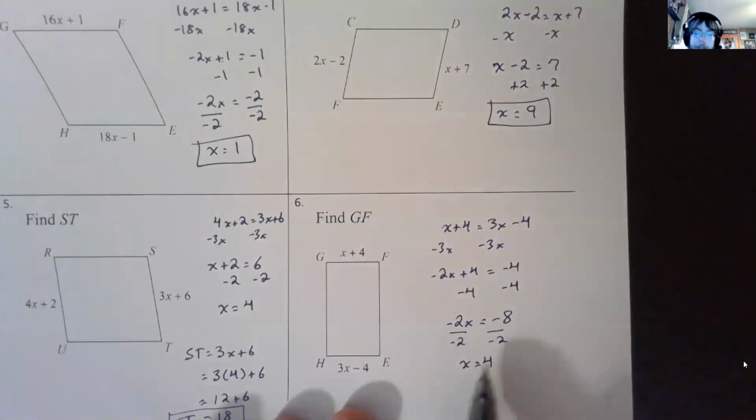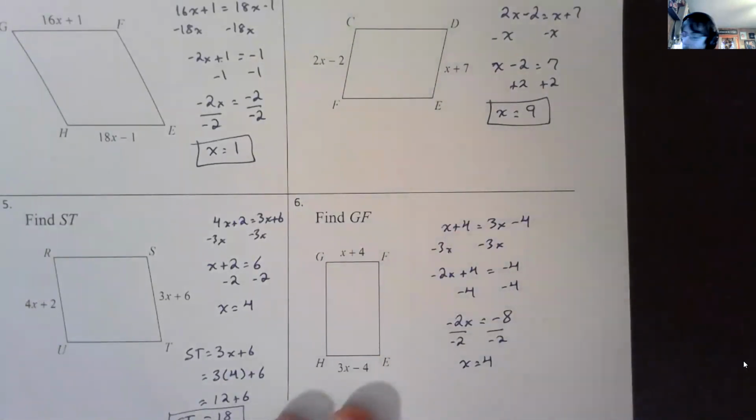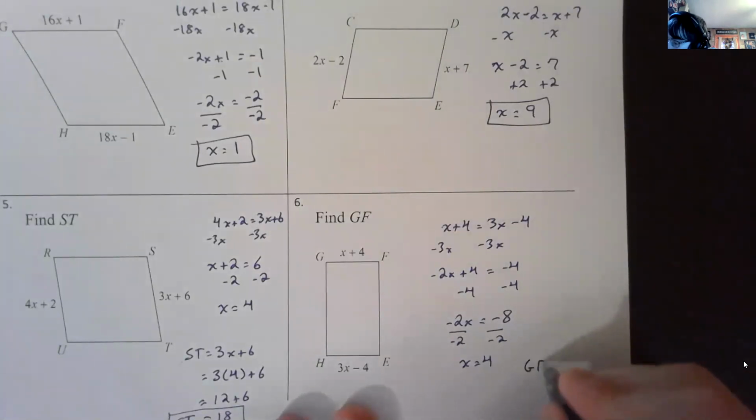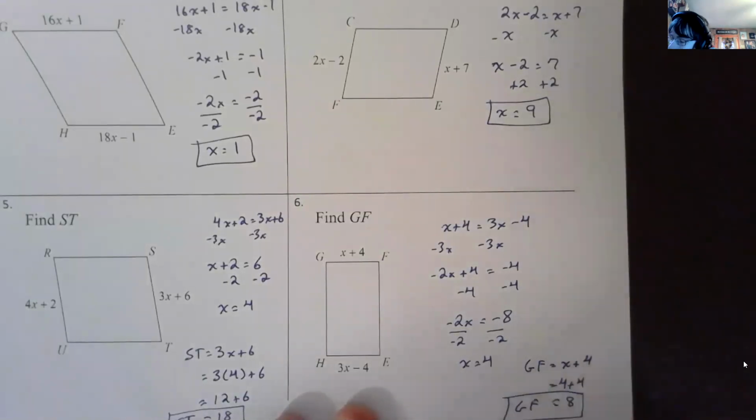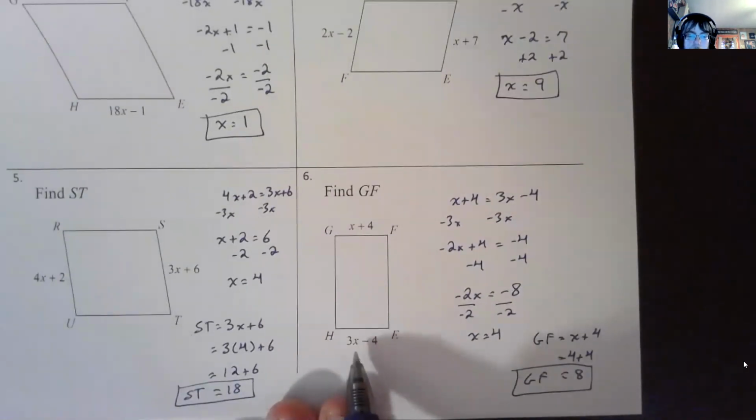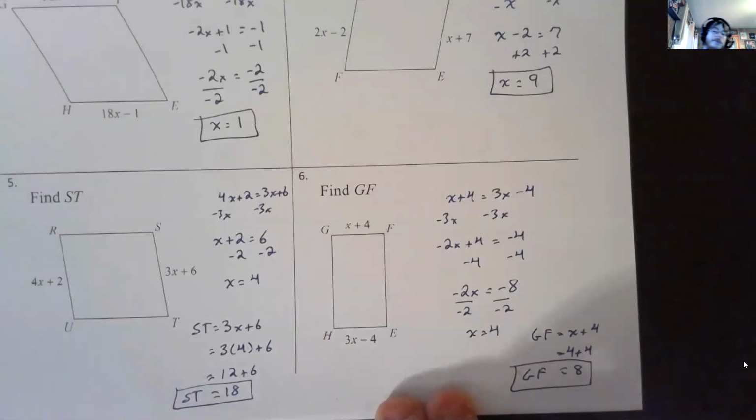Now we plug in 4 into GF. So GF is x plus 4. So that would be 4 plus 4, which is 8. And again, if you plug in 4 into here as well, you should end up getting 8.